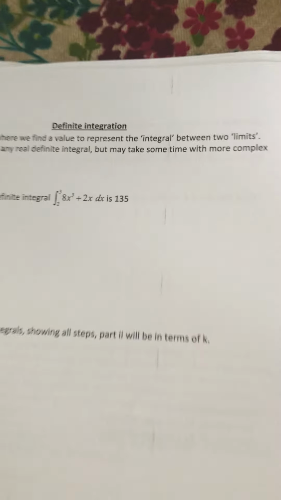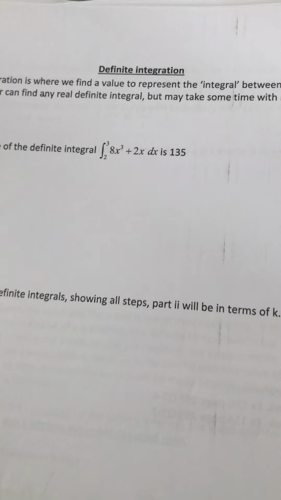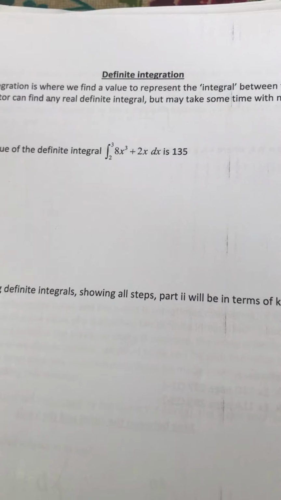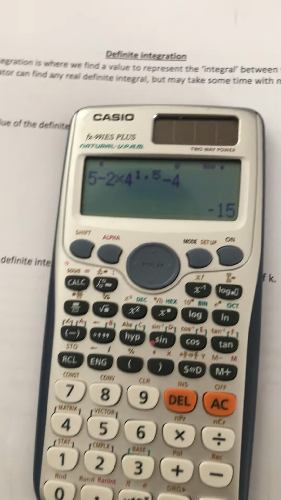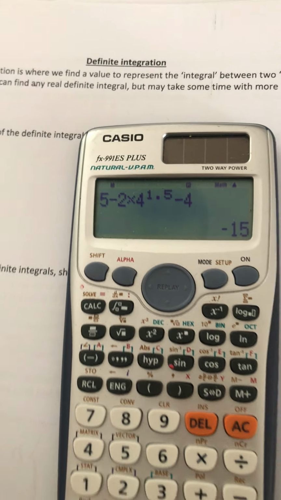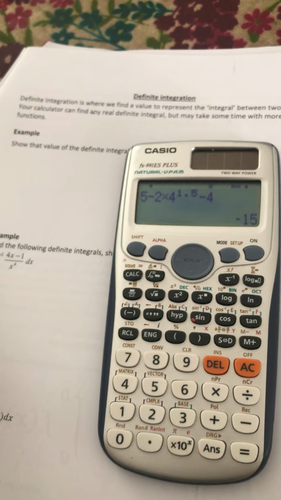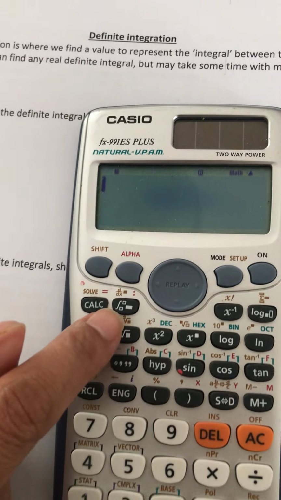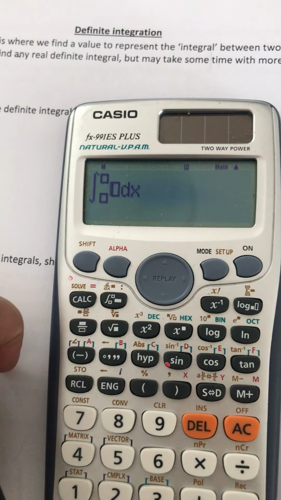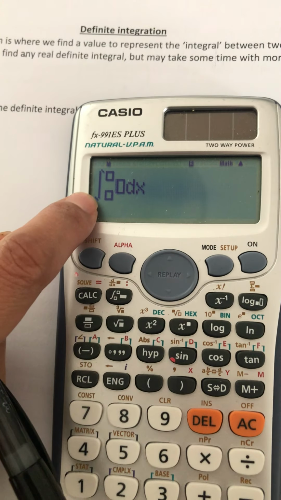Okay. So the next page is looking at definite integration, and that's where we find a value to represent the integral between two limits. Now your calculator, I'm using the old style calculator, can find any real definite integral, but when it comes to more complex functions, it might be a little bit harder. So the button I'm actually talking about is this one here. That means integrate a function.